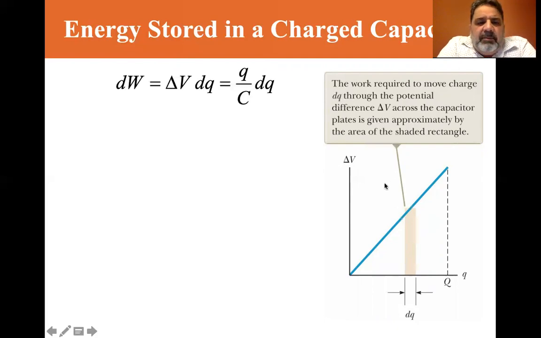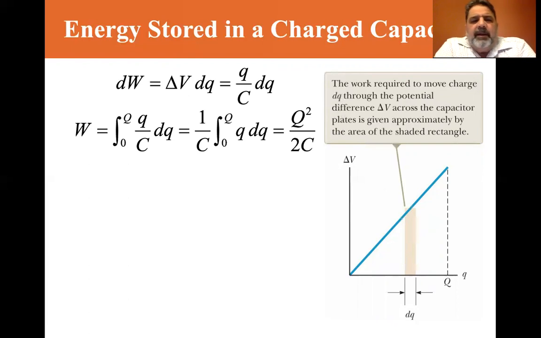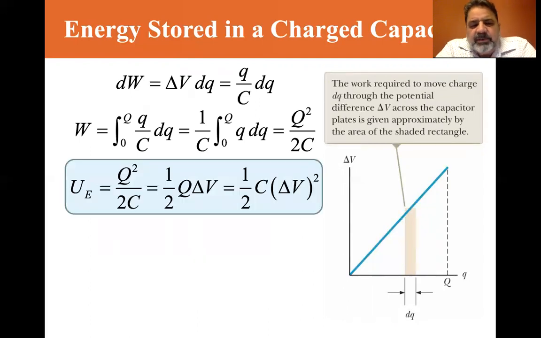So dW is equal to delta V dq, delta V being Q divided by C. So you get Q divided by C times dq. So the work is the integral from 0 to Q of Q/C dq. The capacitance is a constant, so we can pull it out. 1 over C times the integral from 0 to Q of Q dq, and you end up with 1/2 Q squared divided by C.